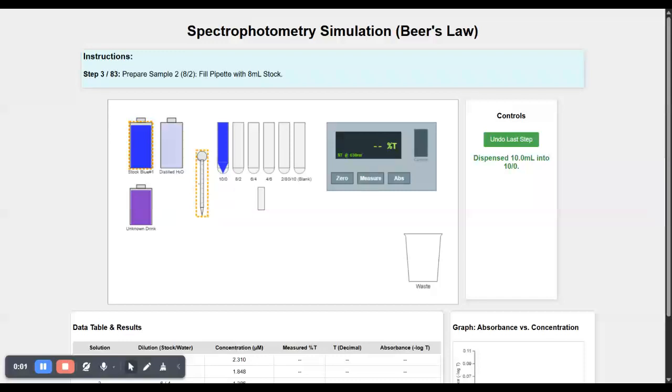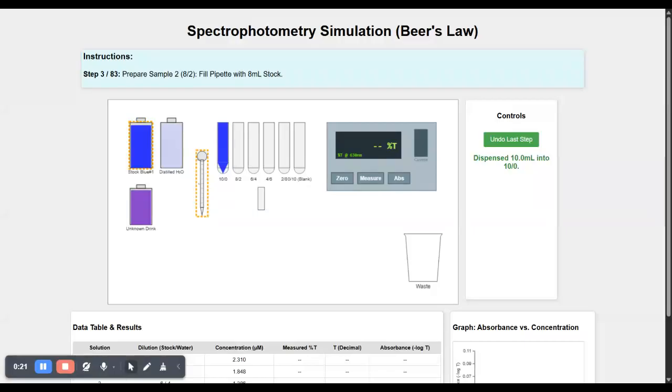Hi, today I will be completing a spectrophotometry simulation for my AP Chemistry class. The purpose of this experiment is to use spectrophotometry and Beer's law to find the concentration of the unknown drink. With this, we make a calibration curve from the concentrations, which are already known. We find the unknown drink sample concentration from its absorbance.